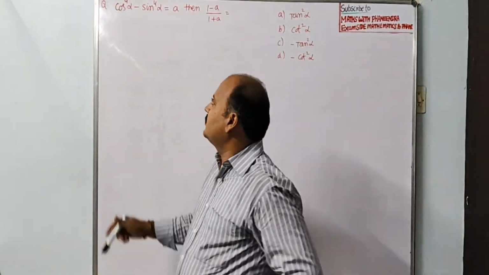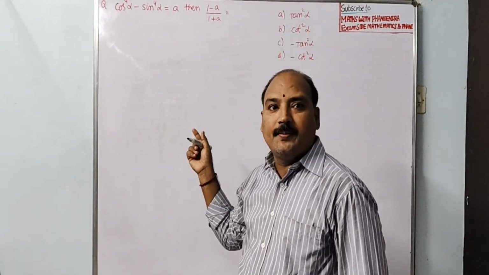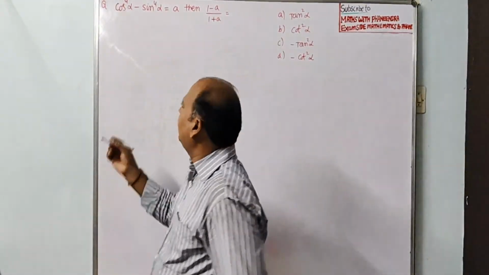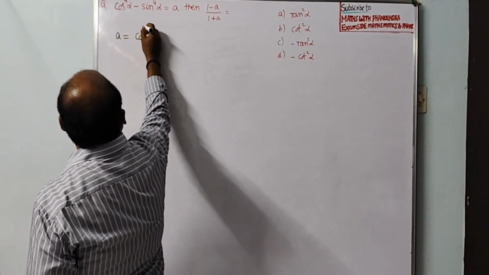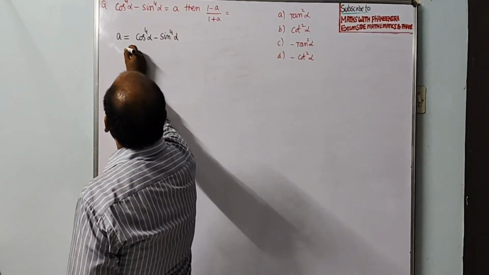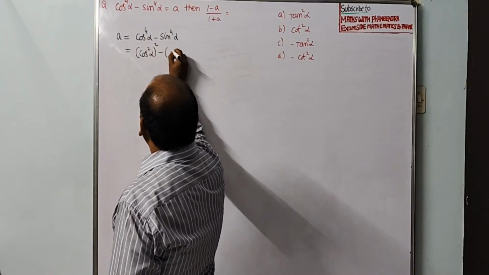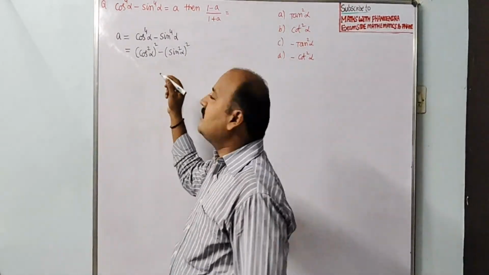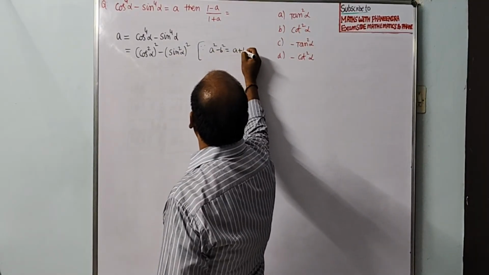The question is cos power 4 alpha minus sin power 4 alpha equal to a. Then 1 minus a by 1 plus a equal to? See here, first we need to simplify the value of a. A equal to cos power 4 alpha minus sin power 4 alpha. This can be written as (cos square alpha) whole square minus (sin square alpha) whole square. It is in the form of a square minus b square. We can write it as (a plus b) into (a minus b).